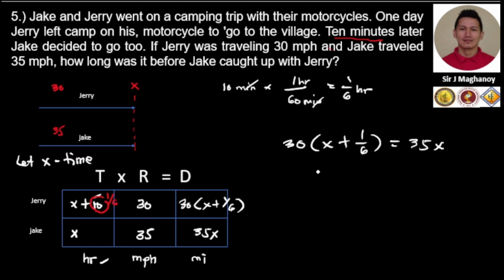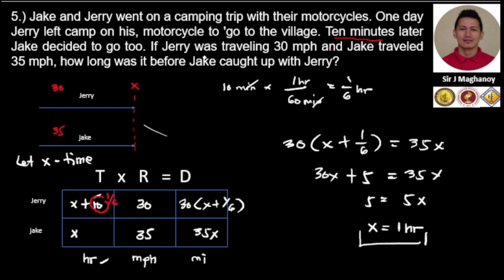Okay, so that is 30x, plus 30 times 1 over 6, that is 5, is equal to 35x. We move 30x to the other side, that will become 5x equals 5, therefore our x is 1 hour. The unit is in hours. That is the time it will take Jake to catch up with Jerry.